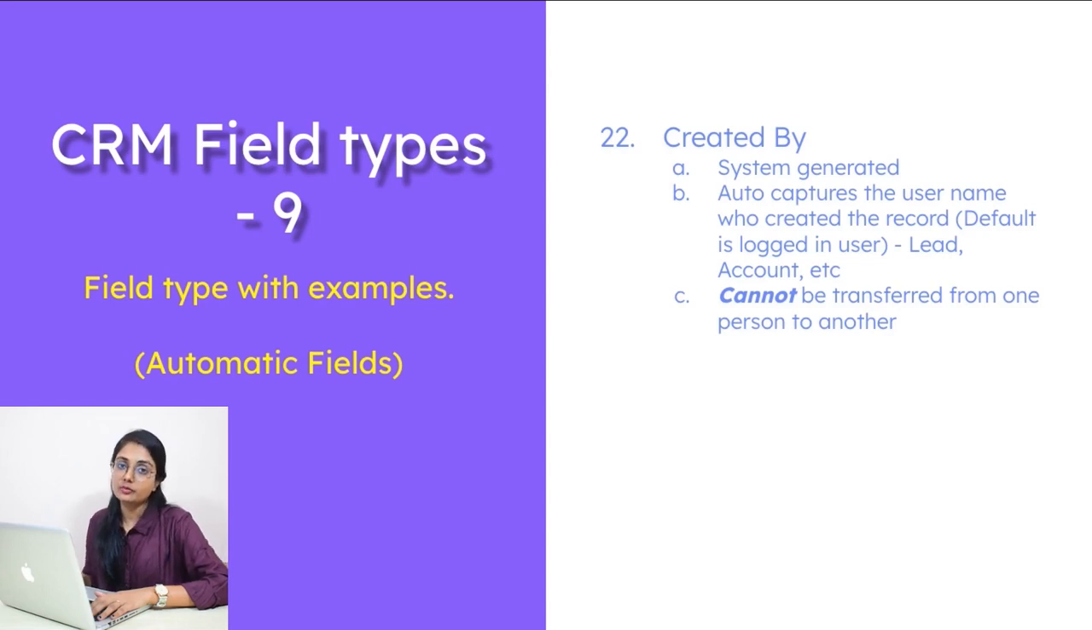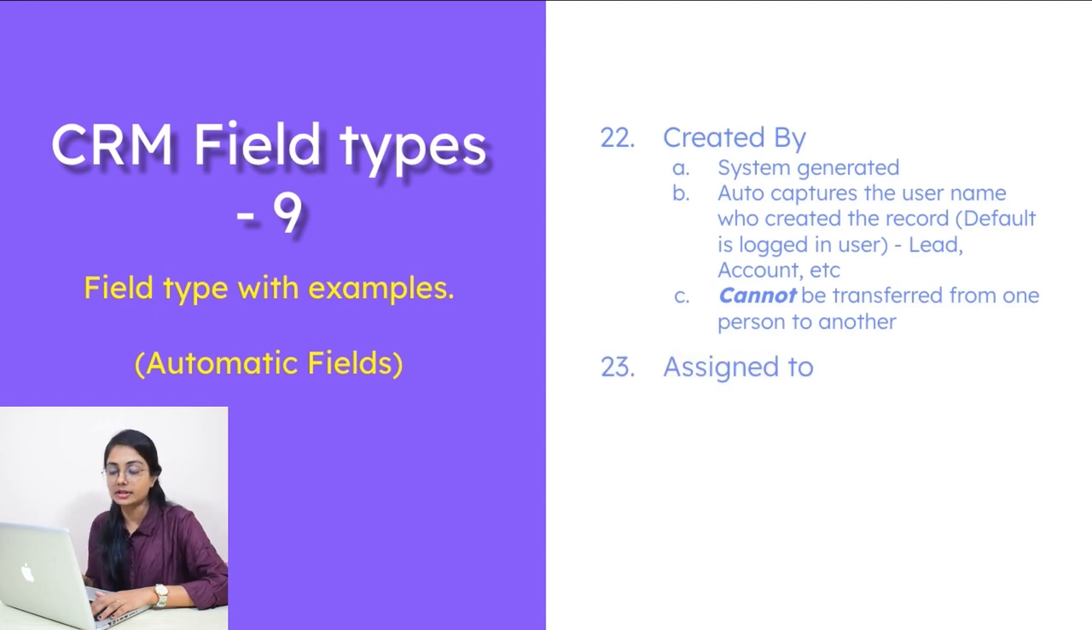I am creating a lead from my profile, but I want the name of another member who is going to work on this lead to appear in created by. Then you cannot do that. The person who is creating this lead, created by will be captured with the same name. You cannot change that. Created by cannot be transferred from one person to another. The created by information is updated only once in the system, whenever that record is getting created.